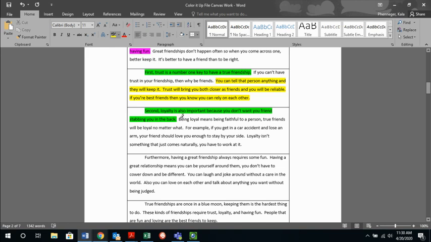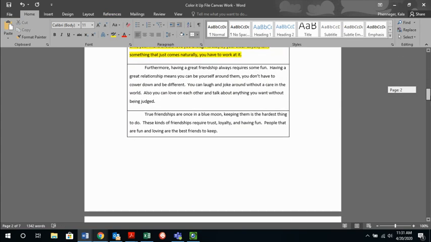So being loyal means being faithful to a person. True friends will be loyal no matter what. So he's giving you information on what he thinks being loyal means. So that would be important. For example, if you get in a car accident and lose an arm, your friend would love you enough to stay by your side. All right, so this is important details. And then loyalty isn't something that just comes naturally. You have to work at it. This would also be considered important details. So he had no extra fluff in that paragraph, which was great.